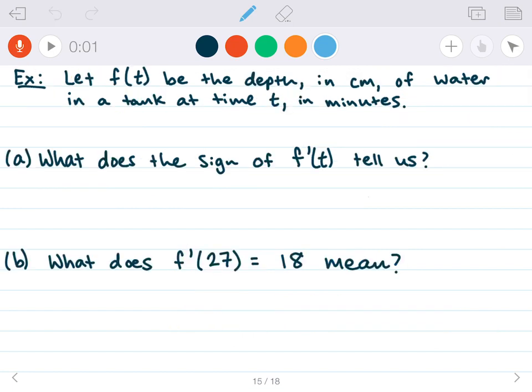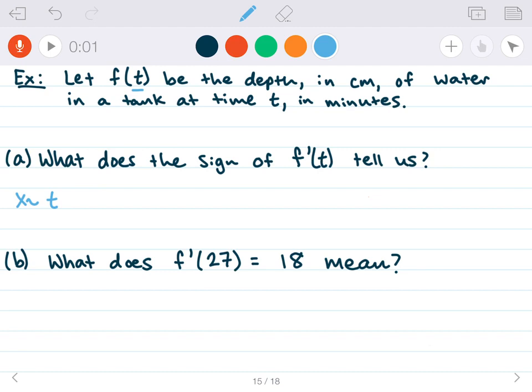Let F of T be the depth in centimeters of water in a tank at time T in minutes. What does the sign of F prime of T tell us? Well, we're talking about derivatives, and so Leibniz notation is a good way to think about the units, the ratio. What is our independent variable? That's T, because that's our input. So T is acting like our X, and that's in minutes. And then F of T, our dependent variable, is going to be in centimeters.